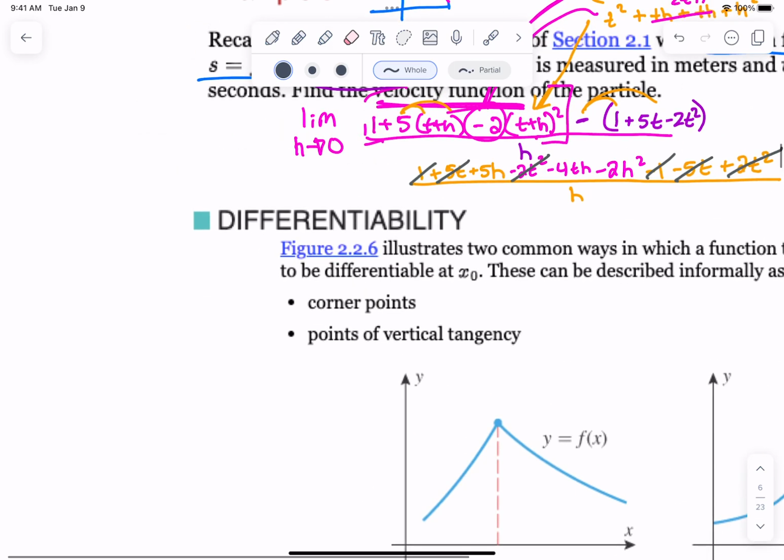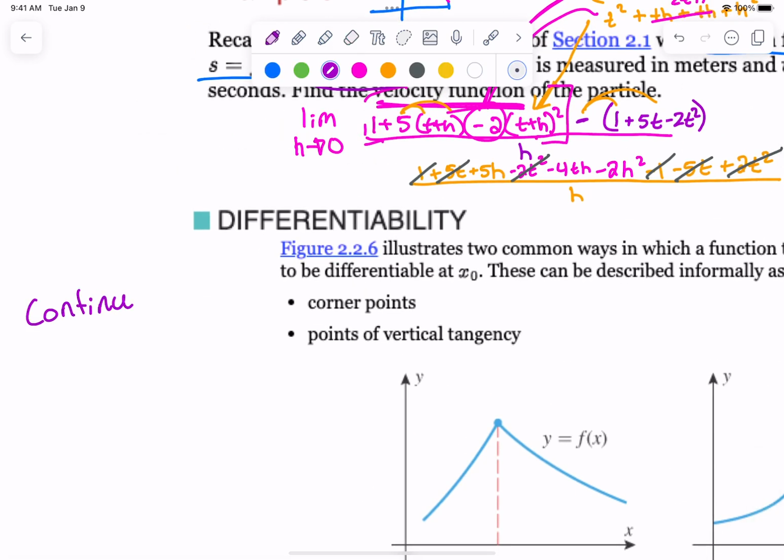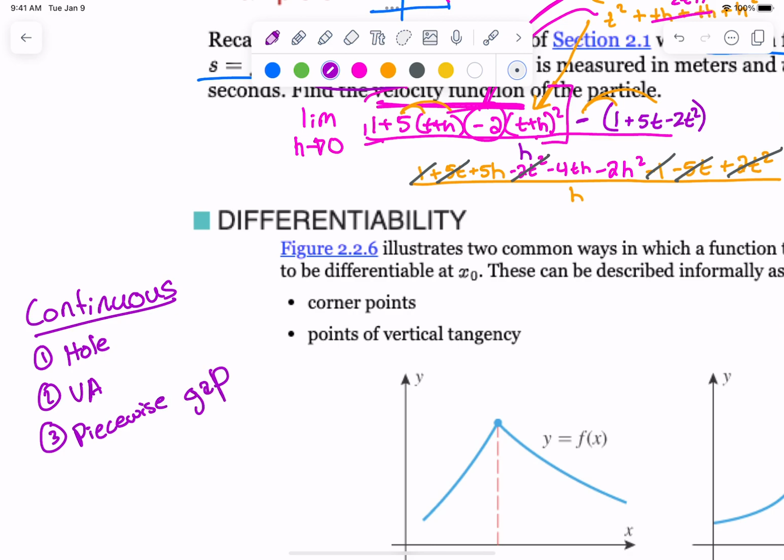Let's talk 2 more things. Let's talk continuous. Put this off to the side of your notes. Three things we talked about in the last chapter can make a function not continuous. What are they? A hole, a VA, and a piecewise gap.